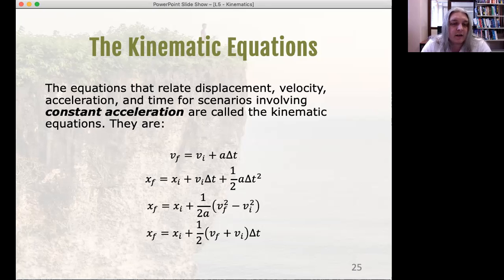So again, you can get rid of whichever variable you don't care about so that you have an equation of all the ones you do. And that's important when we're doing our kinematic problem solving.